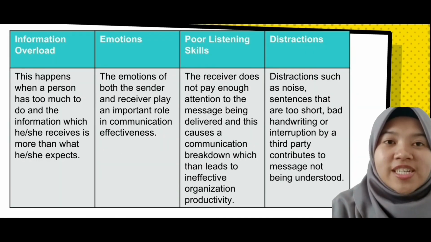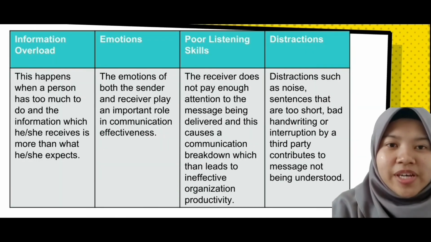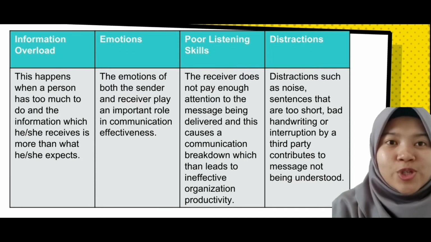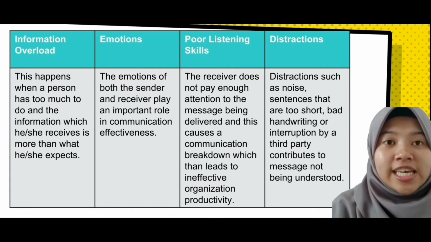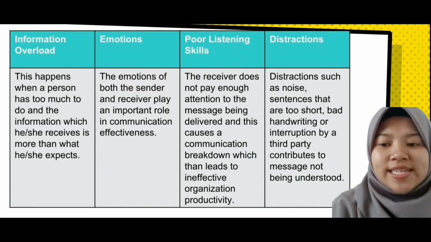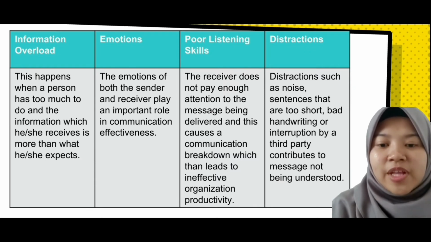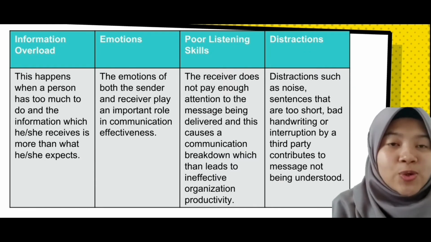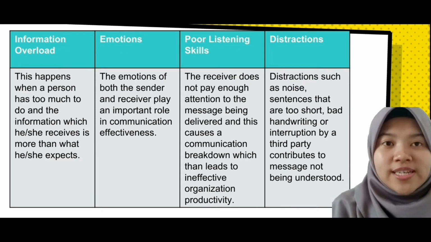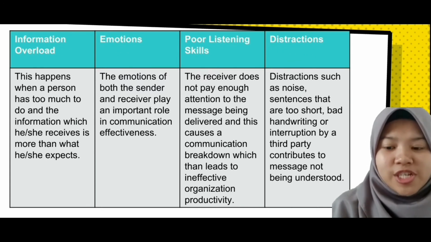Next, information overload. This happens when a person has too much to do and the information he or she receives is more than he or she expects. It takes time to process large quantities of information, and too many details can overwhelm and distract the audience from the important topic.